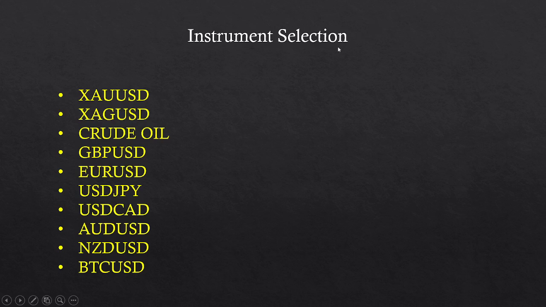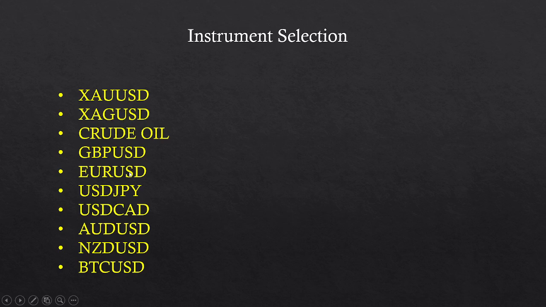Now, on my strategies that I will share, which instrument should you use for trade? There are many currency pairs, many instruments. You don't need to trade everything. You just need to look at these things: gold, XAUUSD, XAGUSD, silver, crude oil, GBPUSD, EURUSD, USDJPY, USDCAD, AUDUSD, NZDUSD, BTCUSD. That's it. This is your watch list.